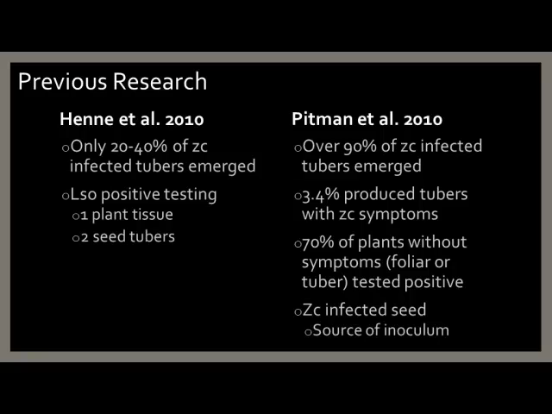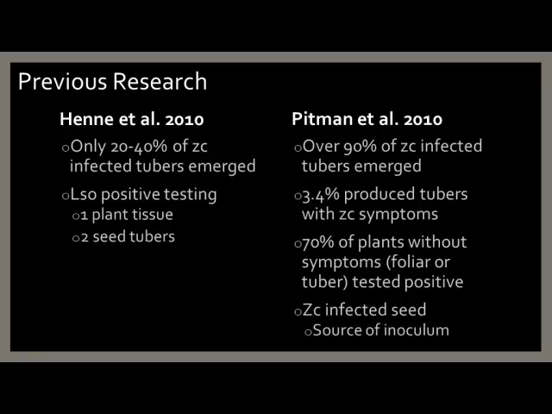So to begin with, there were two papers that sort of touched on this before. Henny et al. in 2010 did an experiment, and we believe that they were mostly working with haplotype B. They had about 40 to 20% emergence from their infected tubers, and they had really low positive testing for LSO. Only one plant came back positive and 2 seed tubers.